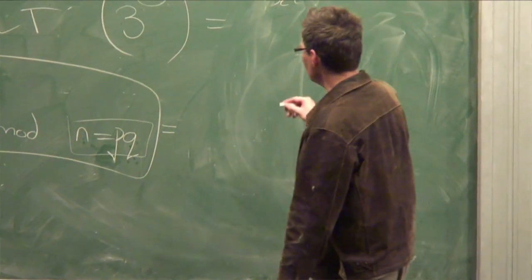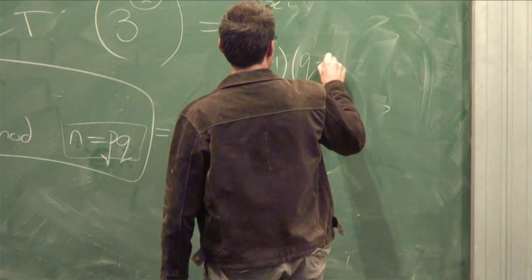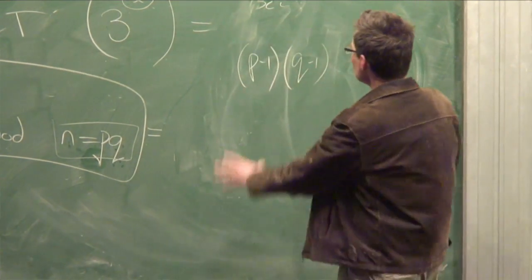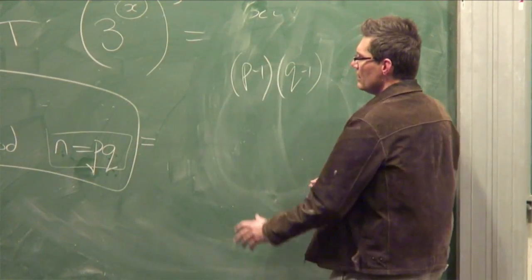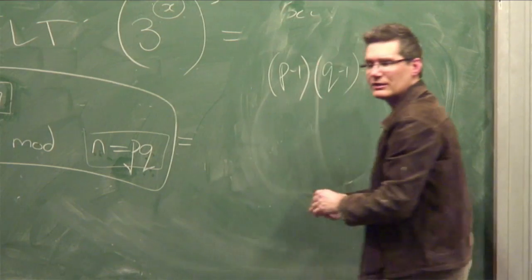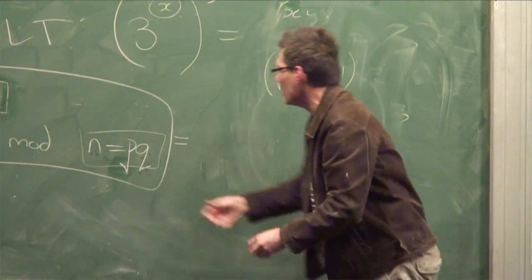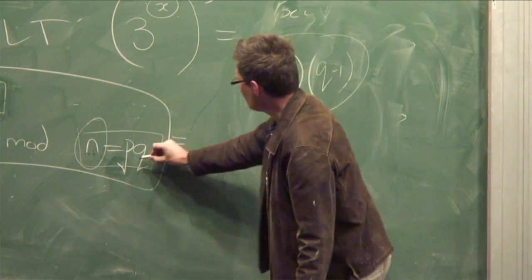Because we know the P and Q, we can calculate P minus 1, Q minus 1. Now this value, P minus 1 times Q minus 1, is some number, obviously slightly smaller than N, that if you just know N, you can't work this number out unless you know how to factorise it. And factorising it is just going to take too long. So we know this number, and hence we also know this number, because we worked out P and Q.